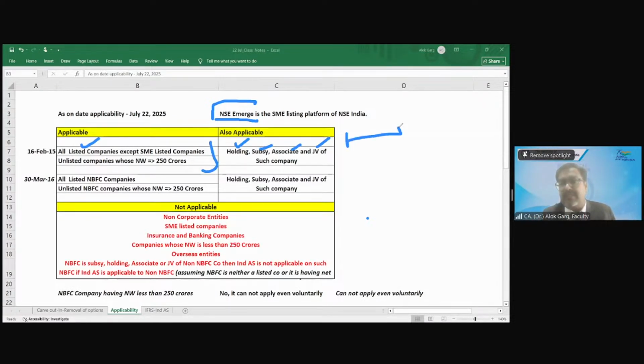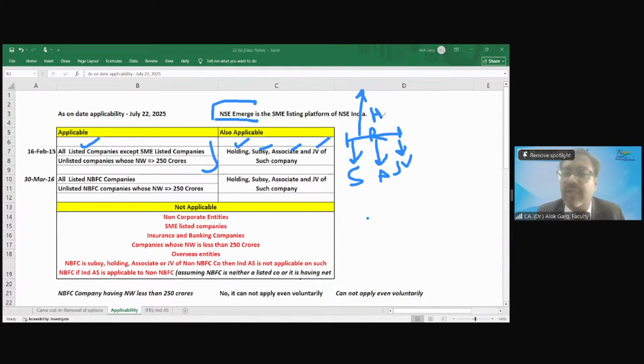For example, this company is Reliance. In this case, Ind AS is automatically applicable to the subsidiary of Reliance, the associate of Reliance, and the JV company of Reliance, right? Ind AS is applicable to the subsidiary, associate, and joint venture of Reliance. And Ind AS is also applicable to the holding company of Reliance.